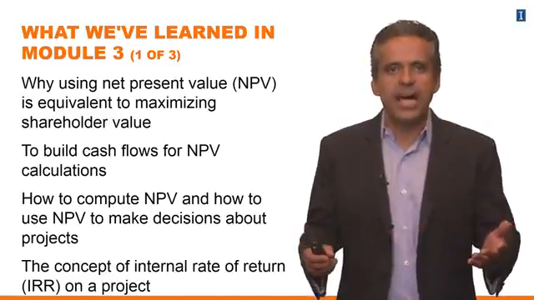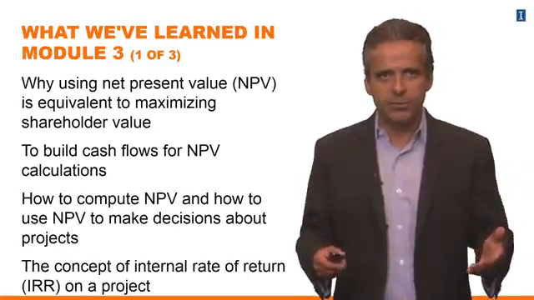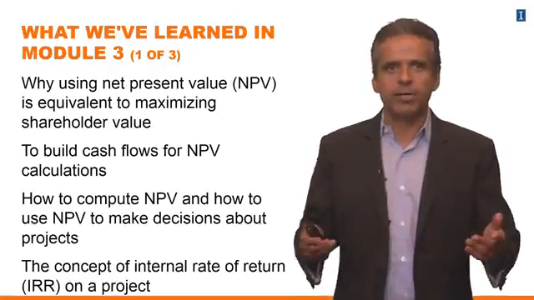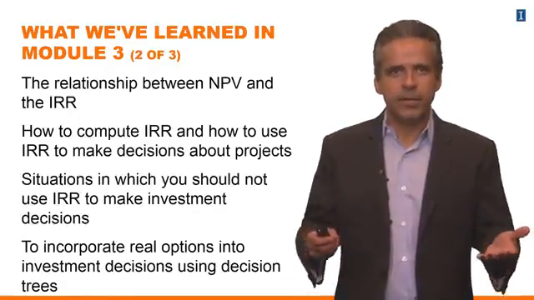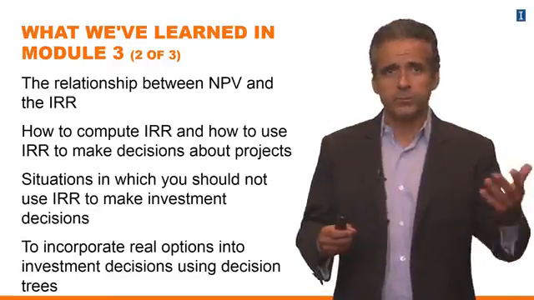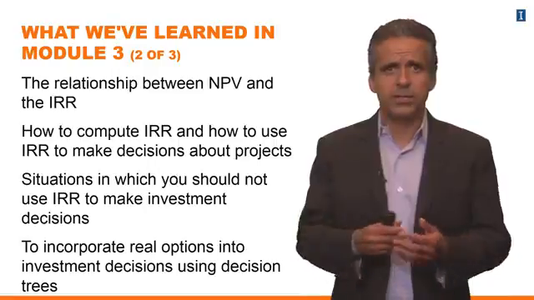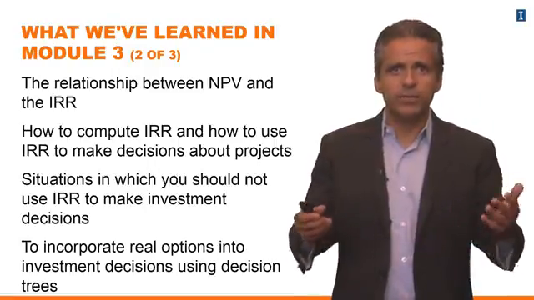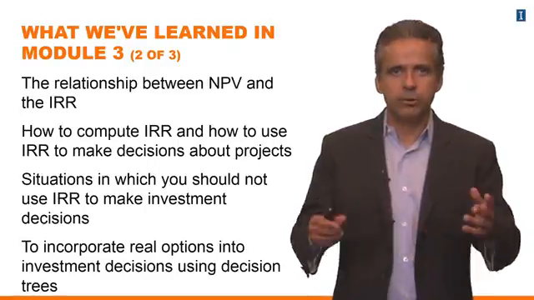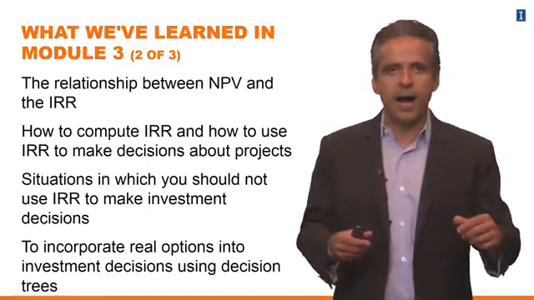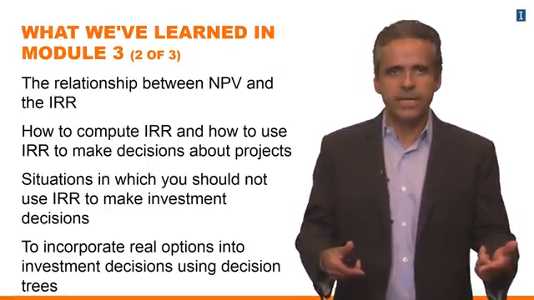We learned how to build cash flows for NPV calculations. We learned how to compute NPV and how to use NPV to make decisions. Then we talked about rates of return, which in many cases are very similar. You can either make decisions with NPV or you can make decisions with IRR, the rate of return on the projects. And we also talked about situations in which you should not use IRR to make investment decisions. So now you should know how to compute NPV and IRR, and also when you can use IRR and when you cannot use IRR.